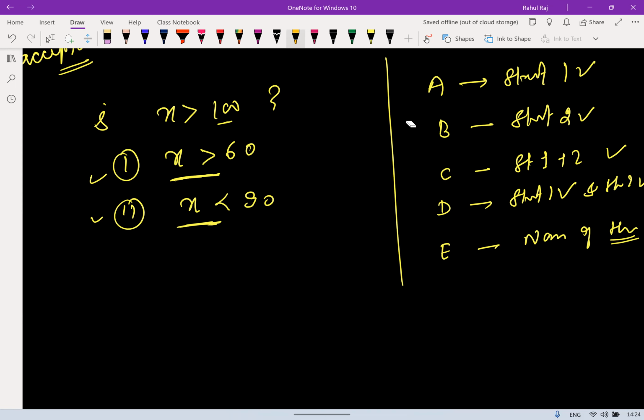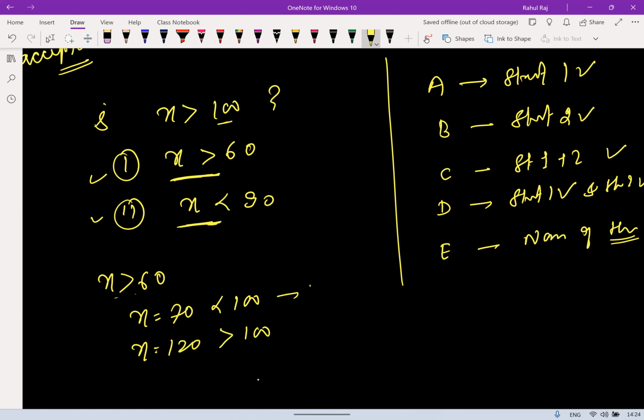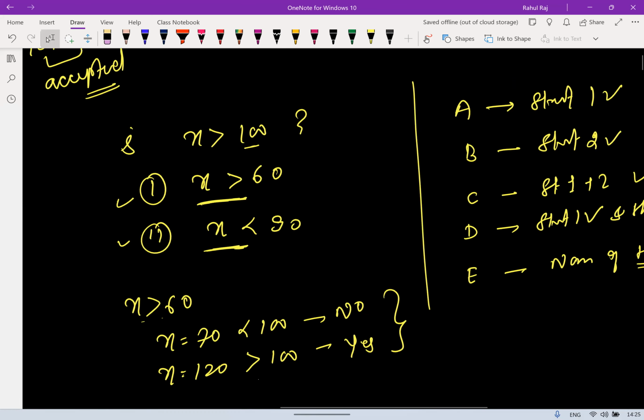If I say x is greater than 60, can I say x can be 70? Yes or no? Which is less than 100. But if x is greater than 60, can I say x is 120? Yeah, which is greater than 100. So if you have a no situation and a yes situation, while you are solving this type of data sufficiency question, you will say this statement is not sufficient to answer the question.